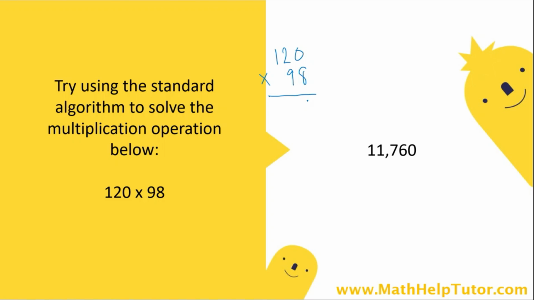So 0 times 8 is 0. 2 times 8 is 16. Carry over 1. And 1 times 8 is 8, plus the carryover of 1, that gives us 9.